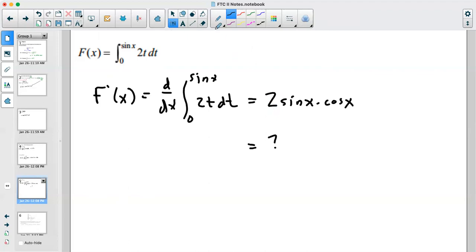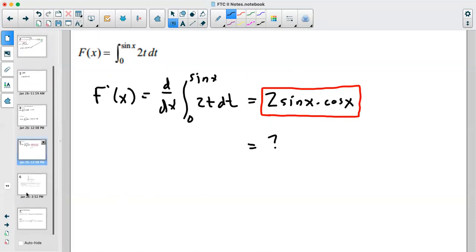I want you guys to tell me in class another way to write this function. There's a formula we learned in pre-cal. 2 sine x cosine x is also known by another name, another trig function. This is a way to rewrite it. So I'll ask you guys about that in class. It's your little surprise question from this video.